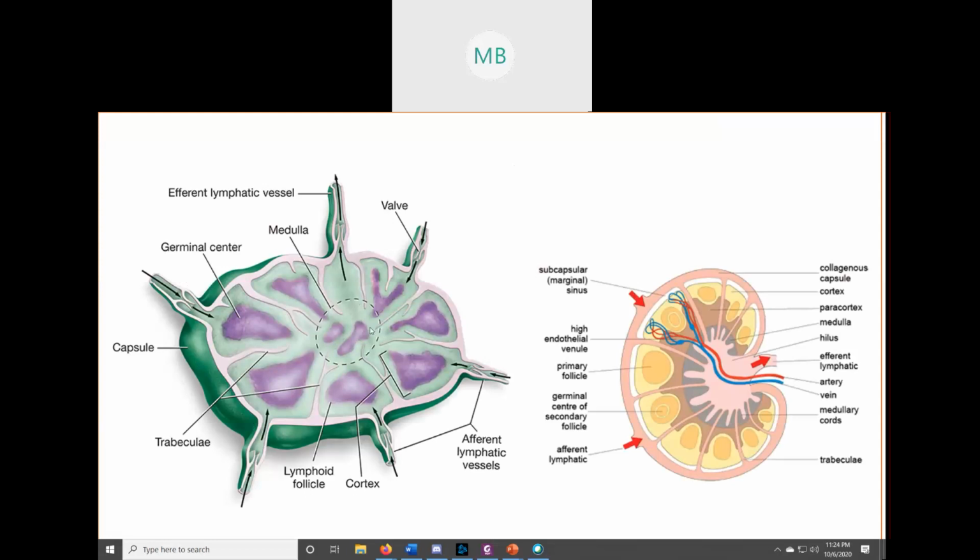Right? The sinus, if I were to take a spoon and scoop out all the important bits of this medulla here, and I just took out that medulla and scooped it out, the space where the medulla had been would be the medullary sinus. Right?